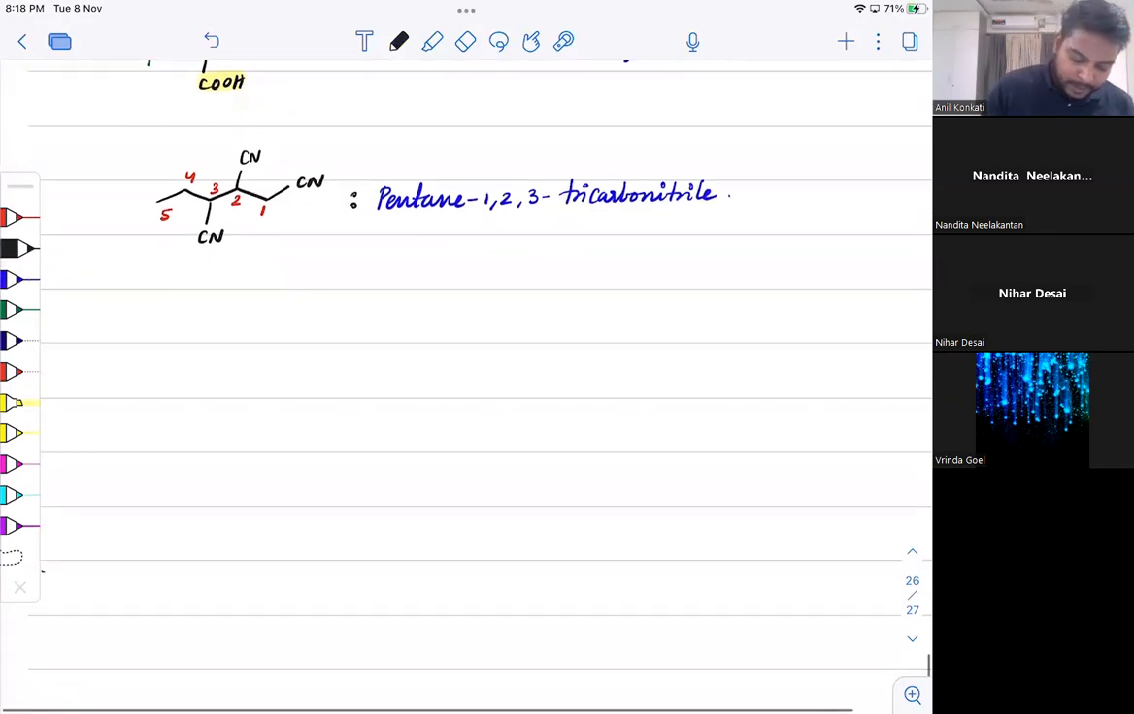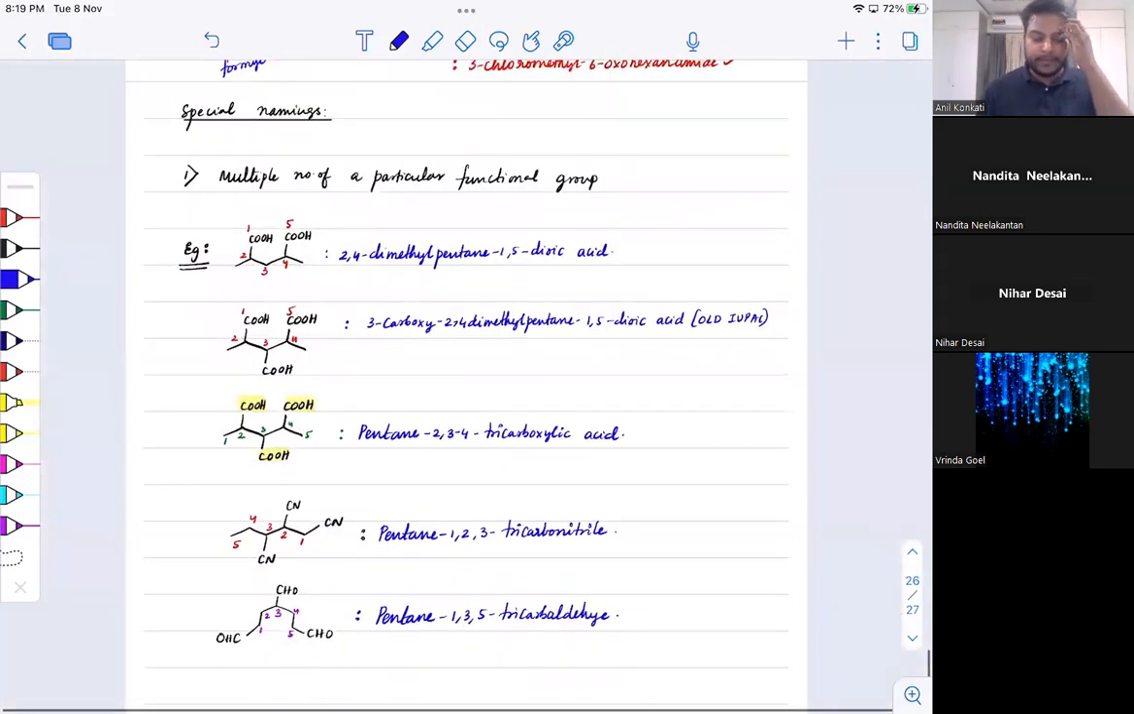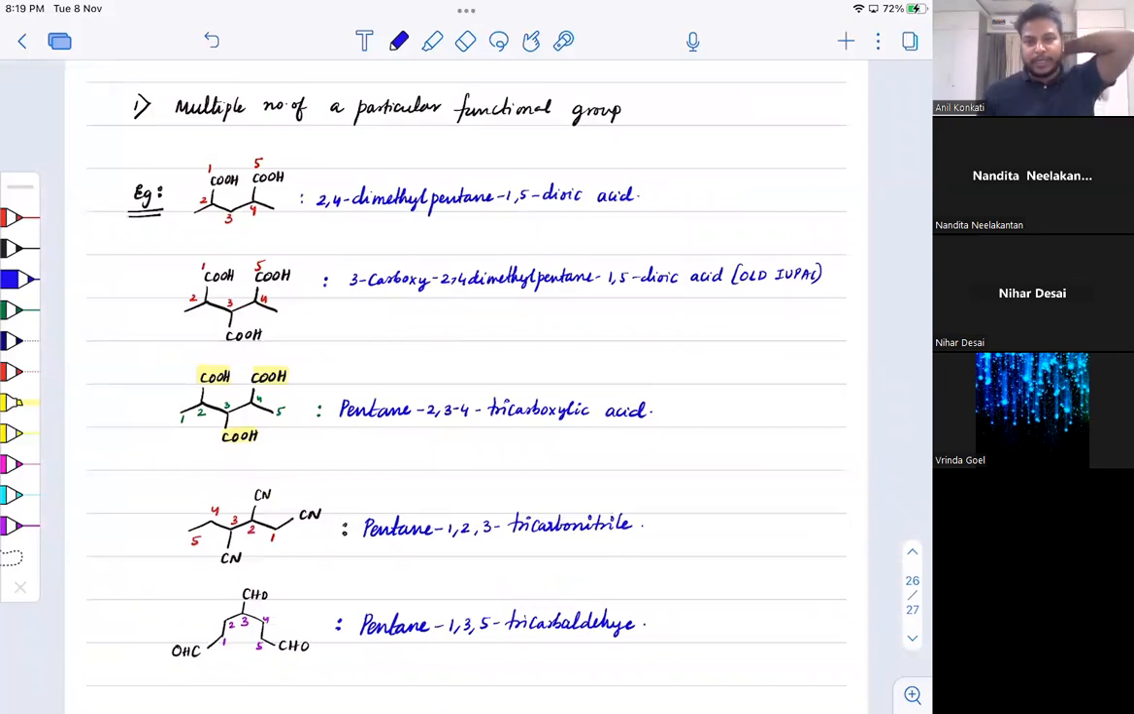Okay. The same thing is valid even for aldehydes. Suppose you have CHO, then CHO, then CHO like this. Aldehydes. The numbering again starts from here, the adjacent carbon: 1, 2, 3, 4, 5. So again, this is pentane. So the complete name is pentane, and then 1, 3, 5 tricarbaldehyde. So this is a special IUPAC name, how to name them. Whenever you have more than 2 such groups, you have to use it. Okay. Done.